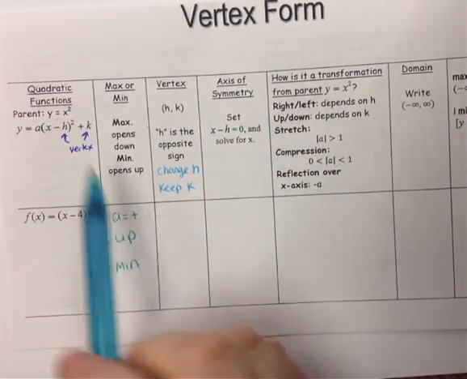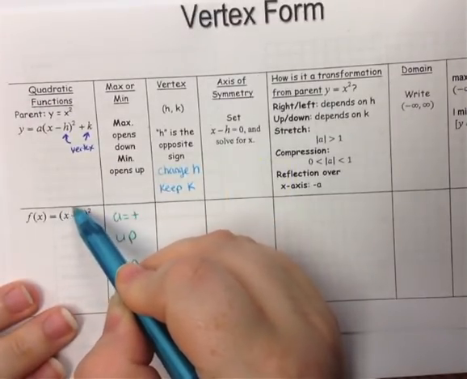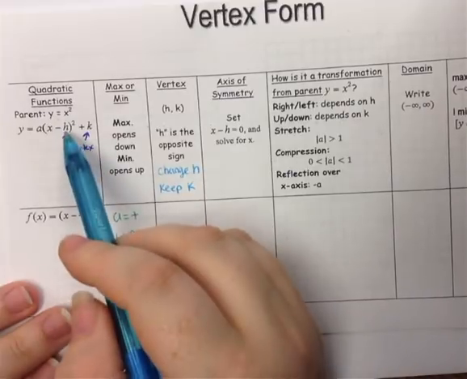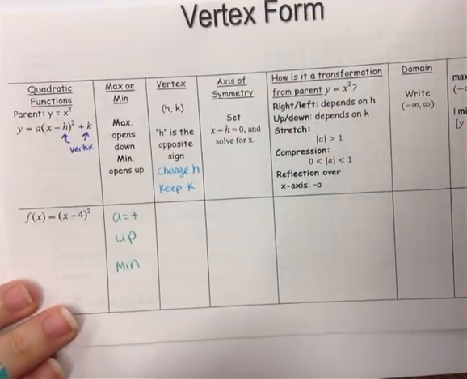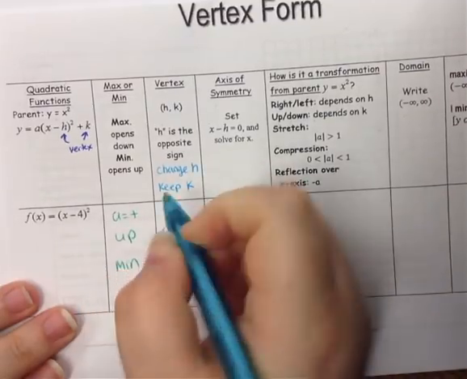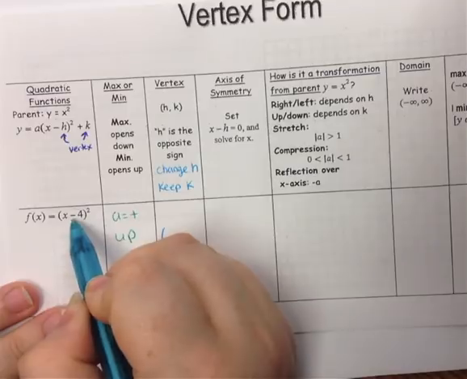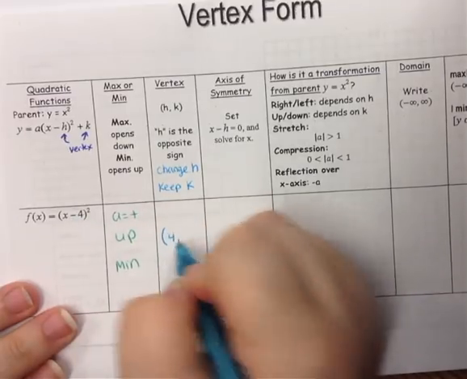So our h value comes from inside the parentheses. And if you notice, this is also with the x. So the h is the x value of your vertex because it's with the x. So our vertex right now is, we're going to change the h value. So right now it says negative 4. It's going to be a positive 4, comma.